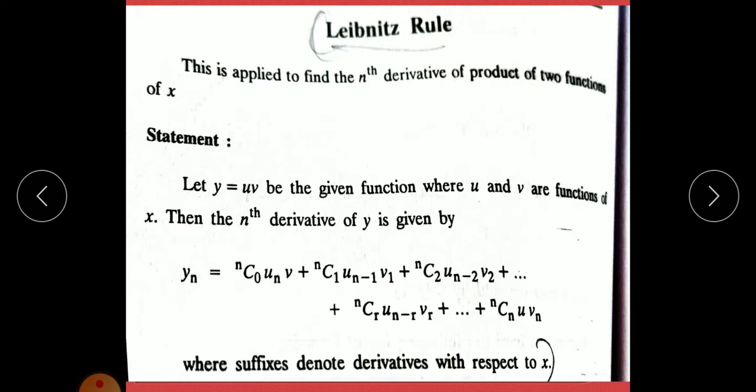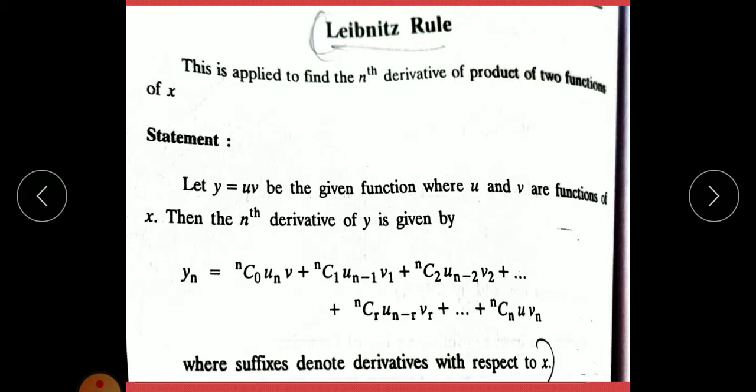Next one is Leibniz rule. It's an important 5 marks, or in 10 marks also they may be asking this Leibniz rule. This definition will be asked in the 2 marks, but based on this we have the problems. The problems will be asked in the 10 marks or 5 marks. So this is applied to find the nth derivative of the product of two functions of x. So Leibniz rule is used for the product of two functions while we are finding the nth derivative. Just now we had seen the standard results, that is the nth derivative, but here we are going to find the nth derivative of the product of two functions of x.